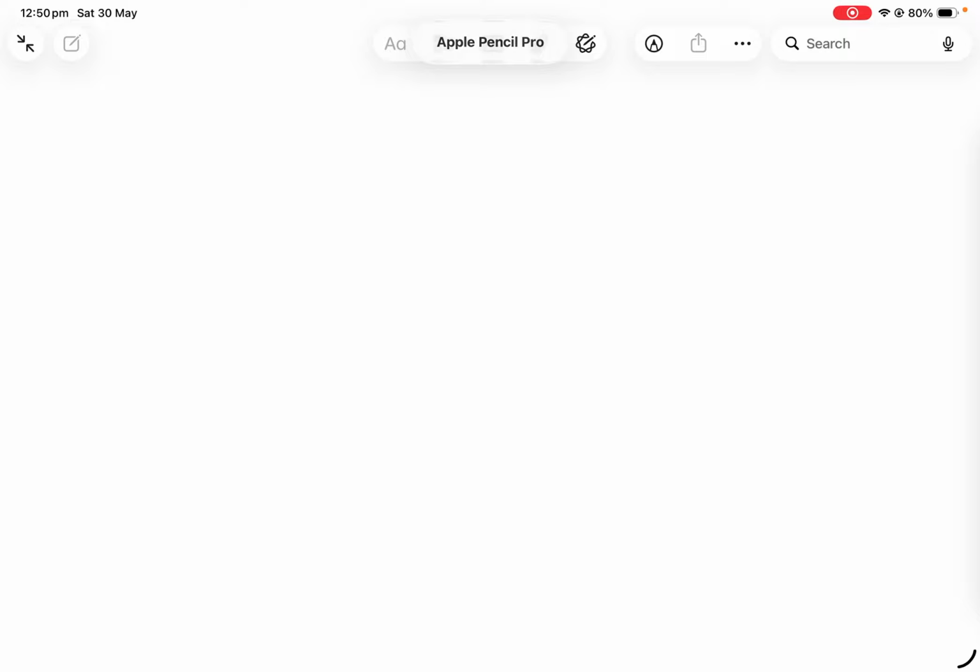My Apple Pencil is not connected. I don't know why it's not connected. Oh, I think it works now.